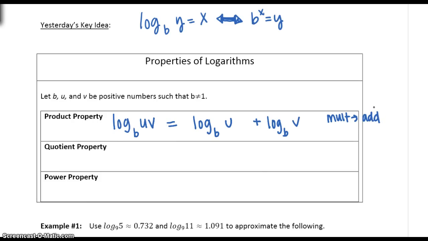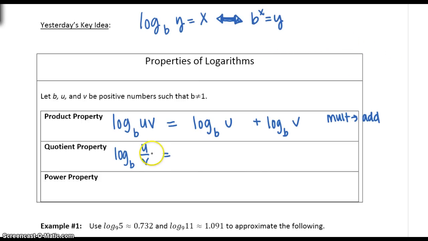Okay, quotient means division. So if we have logarithm base b of u over v, you're going to take this division and turn it into subtraction. Now you're probably thinking, this is really weird, multiplication and addition. Well, think about what you used to do. x to the third times x to the eighth. What do you do with those exponents? Oh, you add them. So if you multiply two things, you add the exponents. So that's where it's coming from.